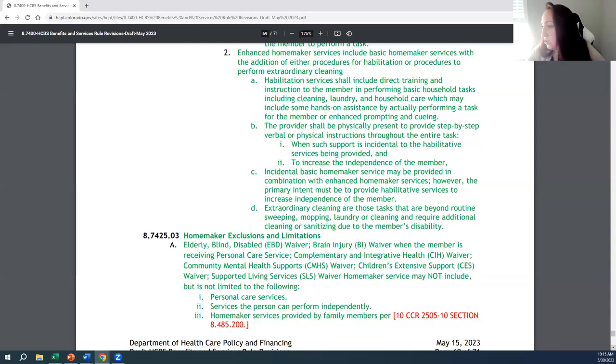D, extraordinary cleaning are those tasks that are beyond routine sweeping, mopping, laundry, or cleaning, and require additional cleaning or sanitizing due to the member's disability. Do we have any questions before we move on to the exclusions and limitations?